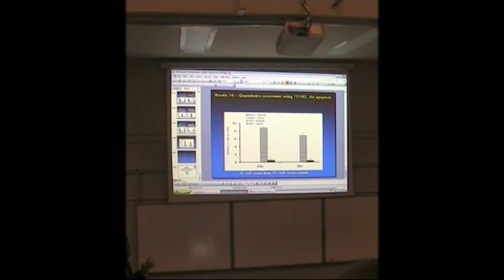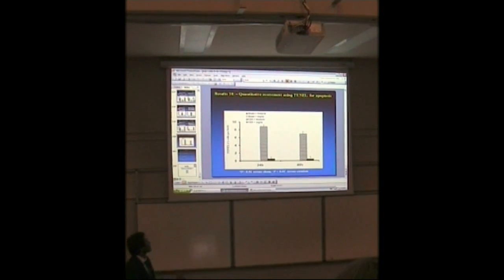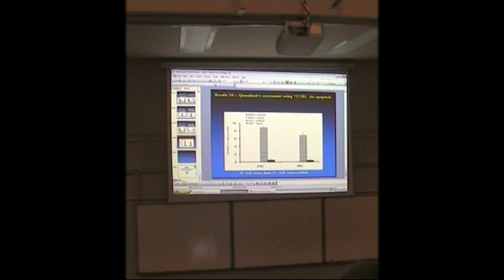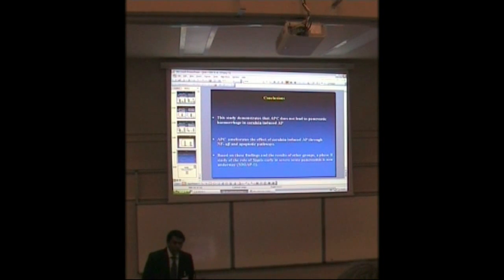Moving on to quantitative assessment of apoptosis using TUNEL. There was an increased amount of apoptosis in the acute pancreatitis group with a significant drop in the treatment group, both in the early and the late intervention protocols. To conclude, this study demonstrates that activated protein C does not lead to pancreatic hemorrhage in cerulein-induced acute pancreatitis. Activated protein C ameliorates the effect of cerulein-induced acute pancreatitis through the NFKB and the apoptotic pathways. Based on these findings and the results of other groups, a phase 2 study of the role of XIGRIS early in severe acute pancreatitis is now underway.